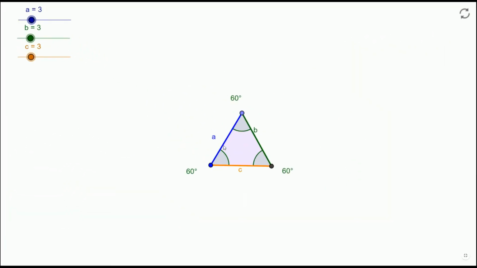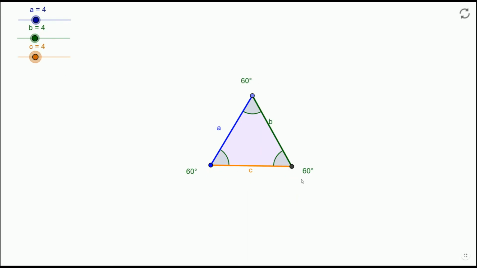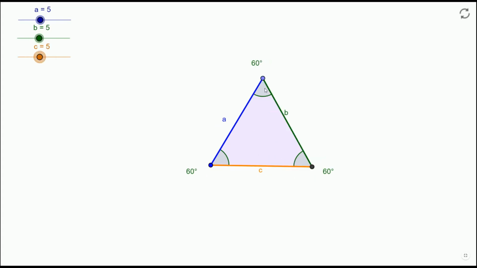In this figure, we have an equilateral triangle such that its three sides, A, B, and C, are equal to 3 units each, for example 3 centimeters each. It's an equilateral triangle and the three angles are equal to 60 degrees each. Now if I make the three sides equal to 4 centimeters each, you will notice that the three angles remain equal to 60 degrees. With 5 centimeters each also, the three angles remain equal to 60 degrees.